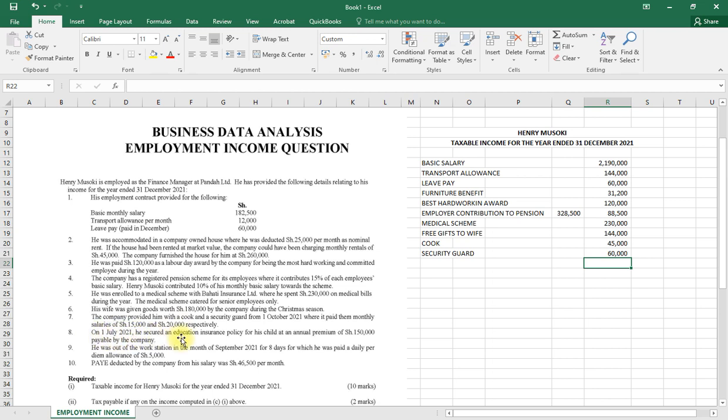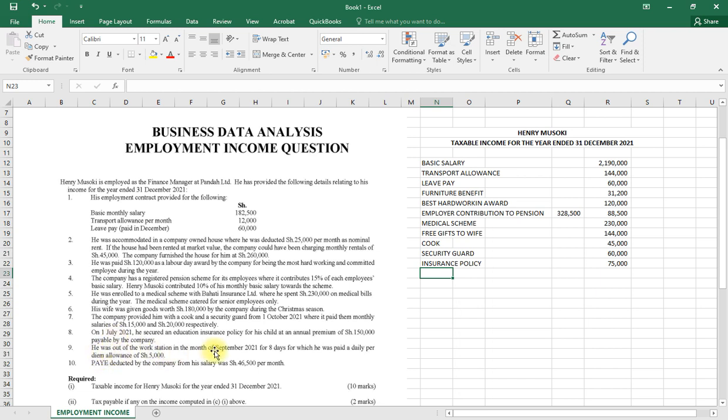In July, he secured an education insurance policy for his child at an annual premium of 150,000 payable by the company. That was in July. Those are 6 months. Remember, the annual premium was 150. So for the insurance policy, the amount was 150,000 per annum. We shall multiply by half, or 0.5, for 6 months, which will be 75,000. That will be the benefit for that particular year, only from July.